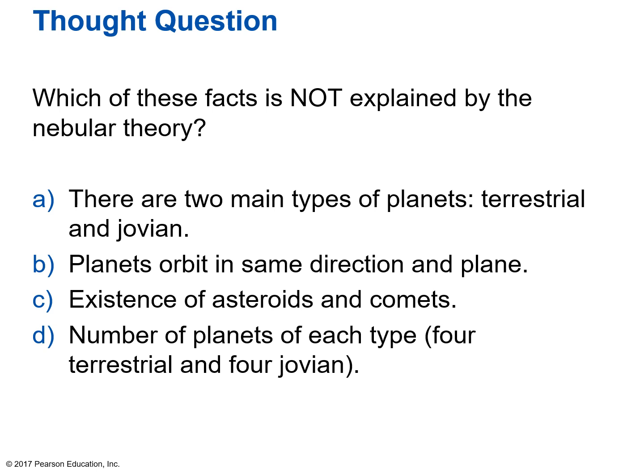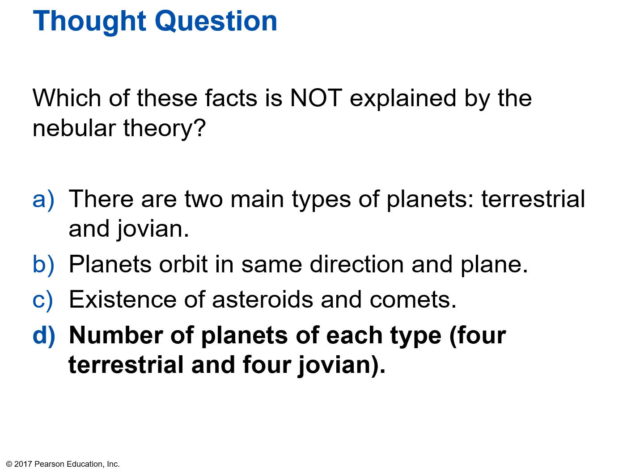The first is there are two main types of planets, terrestrial and Jovian. The second is planets orbit in the same direction and plane. The third is the existence of asteroids and comets. And the fourth is the number of planets of each type, terrestrial and Jovian. As you think through this part 2 video, I've actually given explanations for A, B, and C. What was not explained is the number of planets of each type, that there are 4 terrestrials and 4 Jovians. According to the nebular theory, there could have been any number of terrestrials and Jovians. There just happened to be 4 and 4.